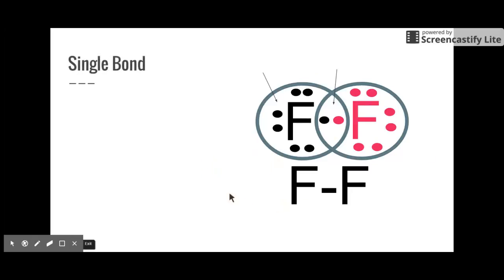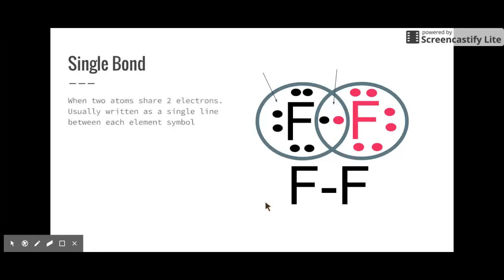This right here, by the way, is known as a single bond. A single bond is when 2 atoms, so here's 2 fluorines, share 2 electrons in between them. So one is shared by one and one is shared by the other. Now, this is usually written as a single line, kind of like this. Now, another thing I need you to know is the difference between these types of electrons. These electrons out here are called non-bonding electrons, where these electrons in here, the ones in the middle of the Venn diagram, are called bonding electrons. They're the ones that are being shared. So just so you know that.